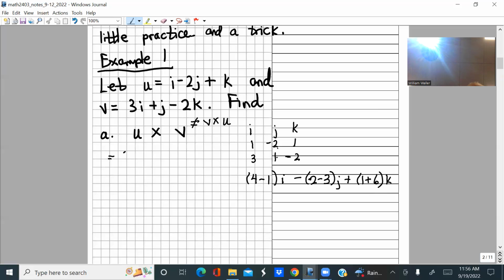That wasn't that bad, was it? 3i minus -1j, right? So that's plus j and then plus 7k. Did I make an arithmetic mistake? Oh, that's -2 minus 3, right? Okay, yeah. So this is +5. Yeah, all right.